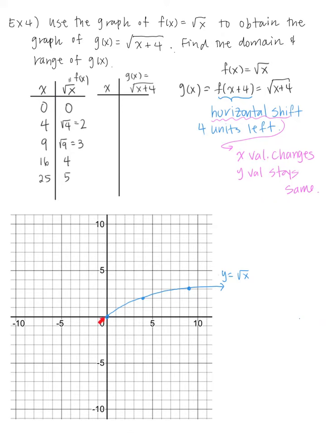Okay, so if I did it that way, let's go with this point, 0, 0. So we're going to move this 4 units to the left. 1, 2, 3, 4. So that will be, where am I? 1, 2, 3, 4.